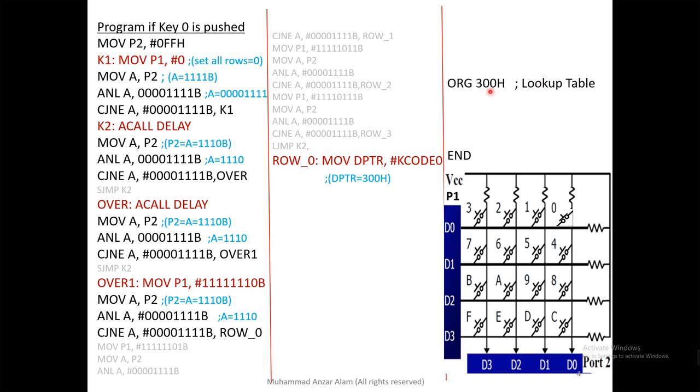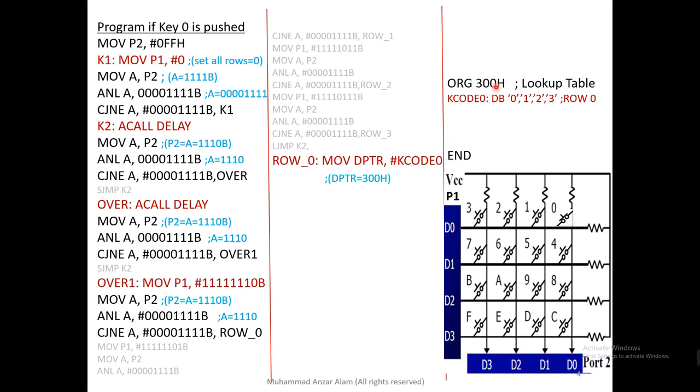We know the lookup table we made at location 300, and the key, this is key code 0. So at 300 we have value 0. Okay, and the key code 0 means key code 0, this one. And so at 300h, what is the value?